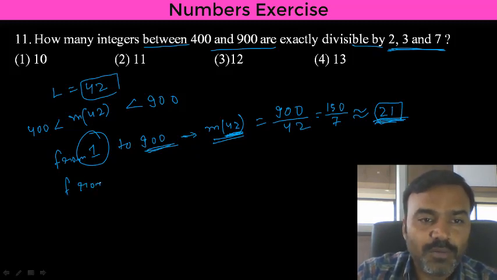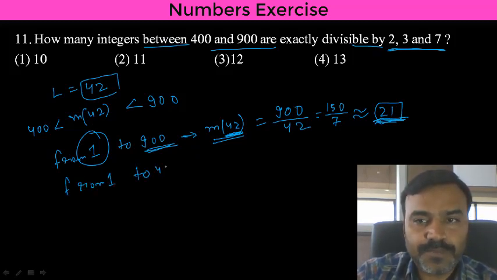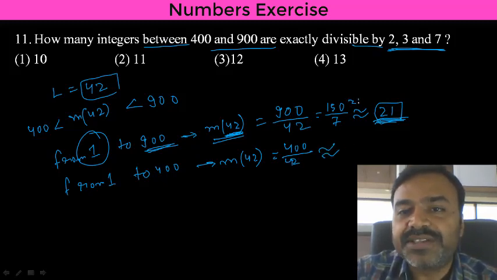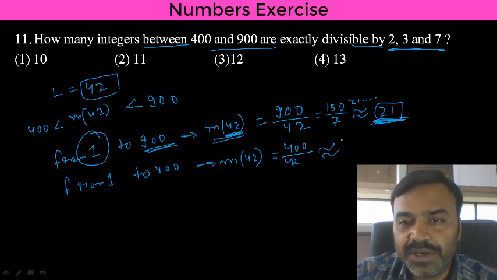Similarly, from 1 to 400, how many multiples of 42 are there? So it will be 400 divided by 42. So this comes out to be approximately, in fact it is 9 point something. So we have to take 9 only.